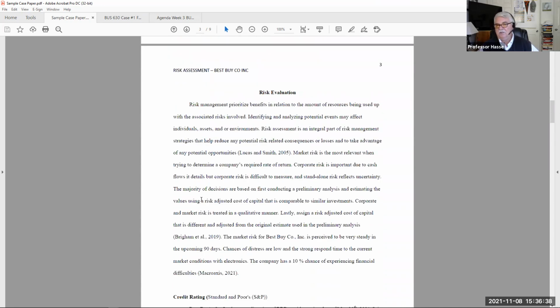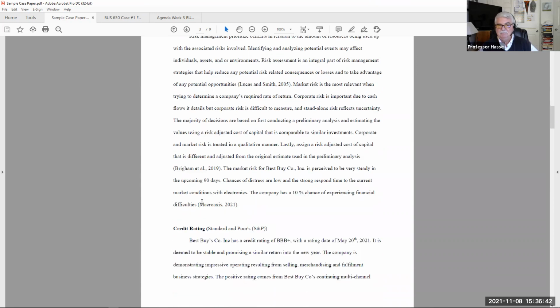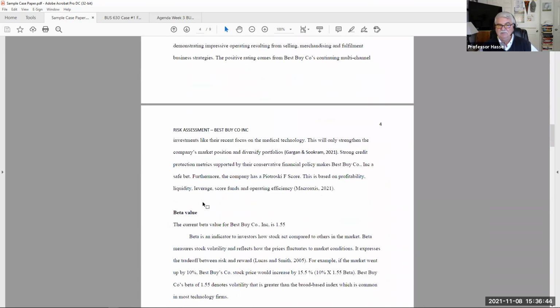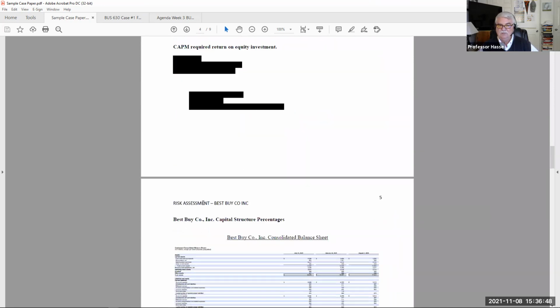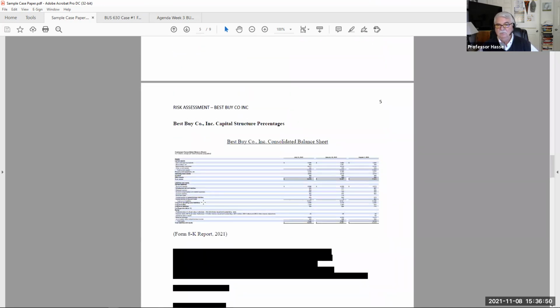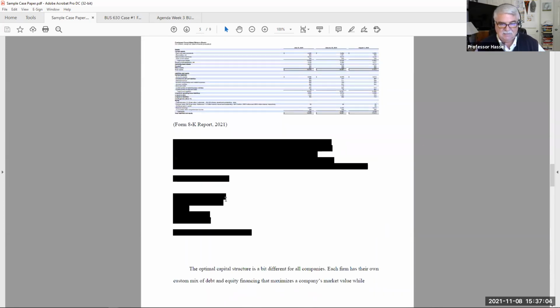Then the risk evaluation, giving me the information about their credit rating, capital asset pricing model, their beta, all the information requested in that first part. Also, maybe a sample or using charts, graphs, however, I like to see that in documents. In this case, this person gave the balance sheet of Best Buy and explained the capital structure of the company with this balance sheet.